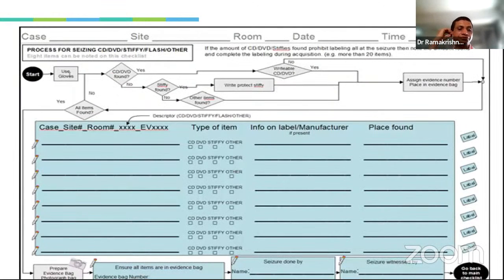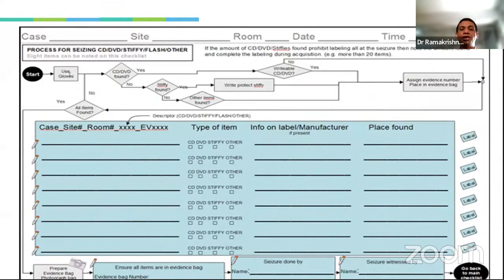Now, if you look at computers, what you're supposed to be doing is similar to that. We start with the computers here, with a similar process to what you did in the previous case. You have to note down all the information, for example, case, site, room number. All those things you are going to record, right? Then the type of item.